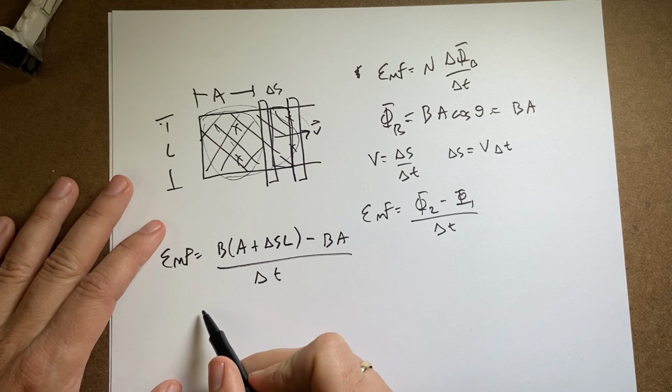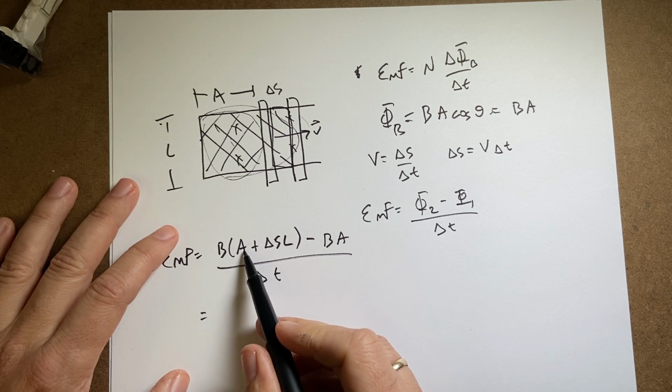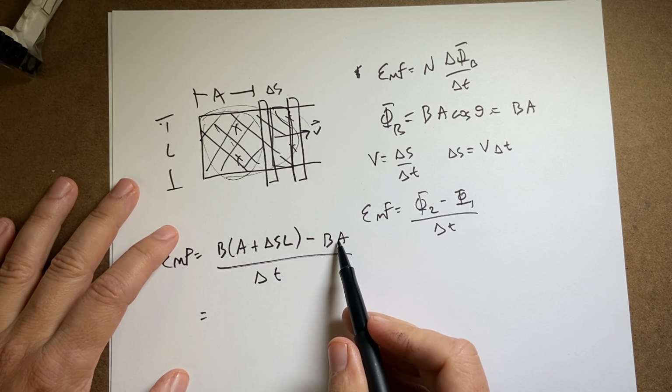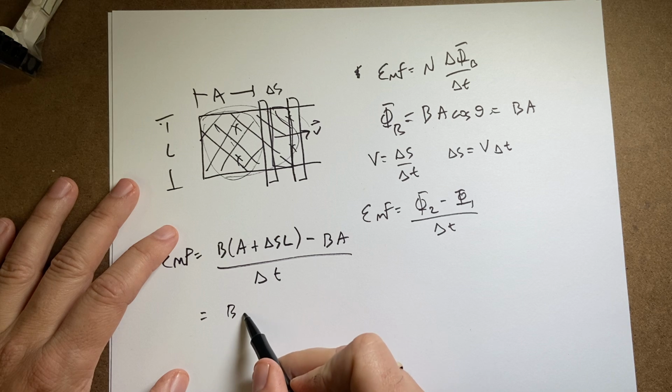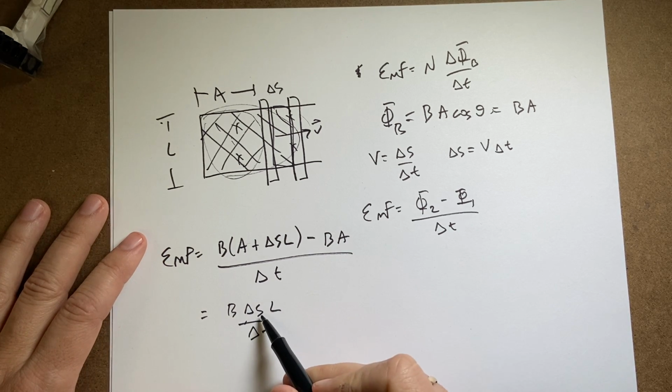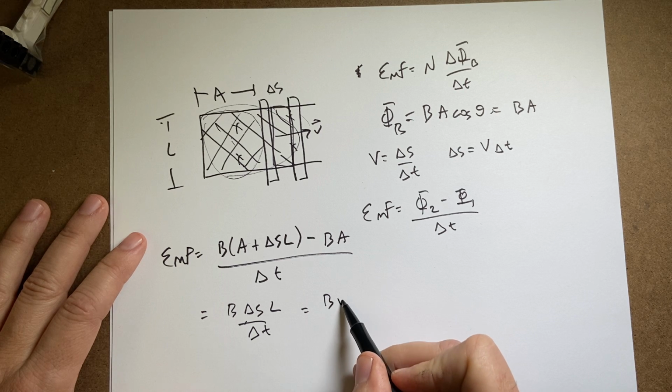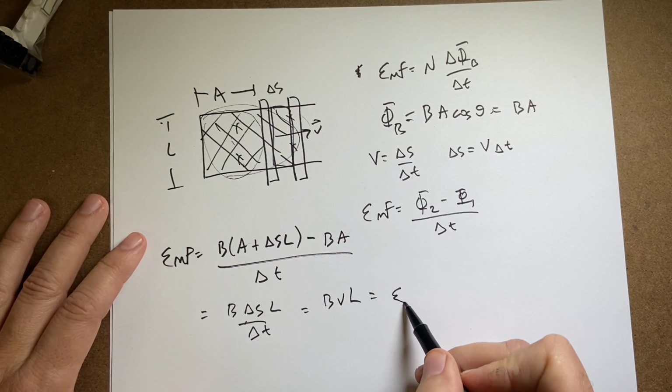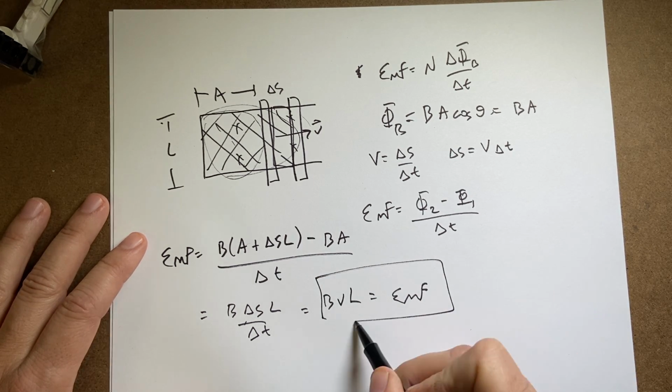So now I get B times A minus B times A, and they cancel. So I just get B delta S L over delta T. And oh, look at that. Delta S over delta T is V, so I get B V L. Boom, did it.